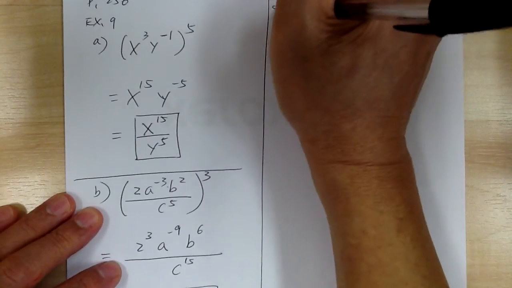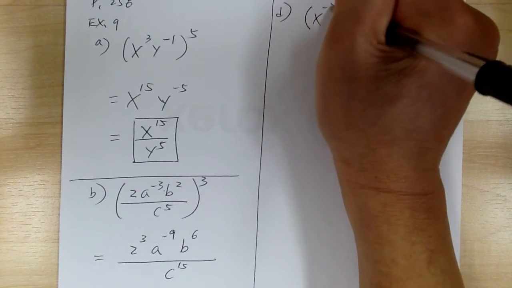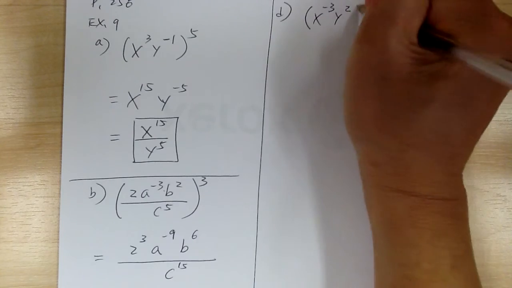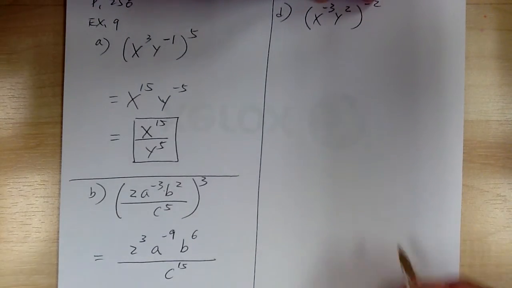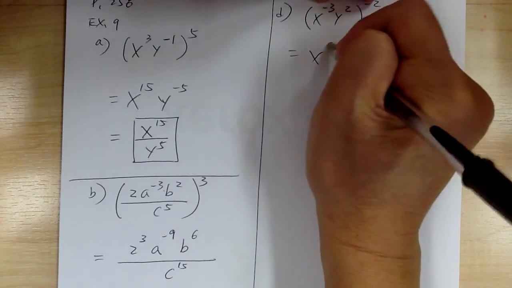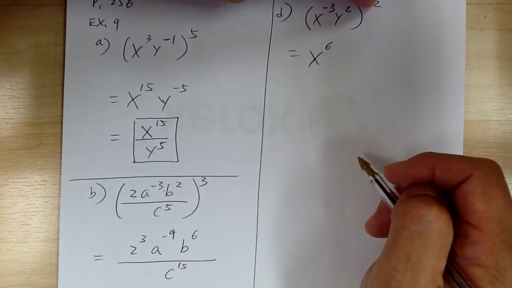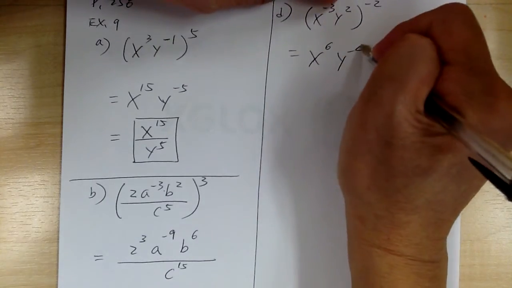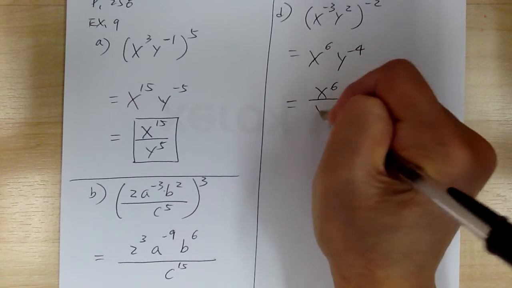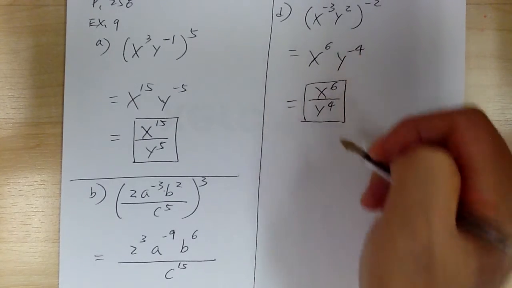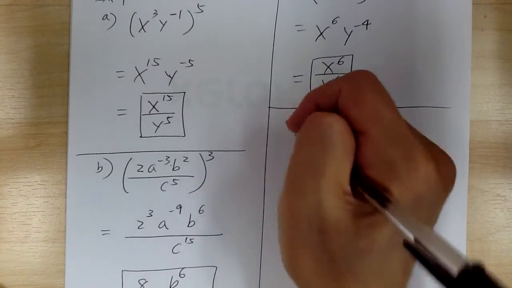Okay, let's go to D. You have x to the negative 3, y to the 2, to the negative 2 power. So you can apply your power rule, so you get x to the 6, right? Negative 3 times negative 2 is 6. And this one, you get y to the negative 4. And then now you do the flipping. So you get x to the 6 over y to the 4. And that's it. Again, it's very simple if you just apply the rule over and over and over, right?